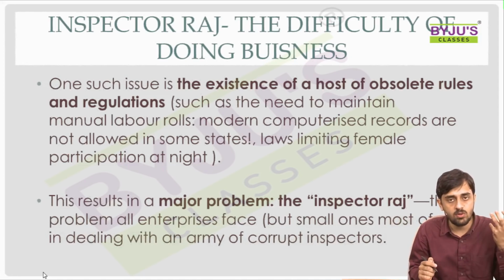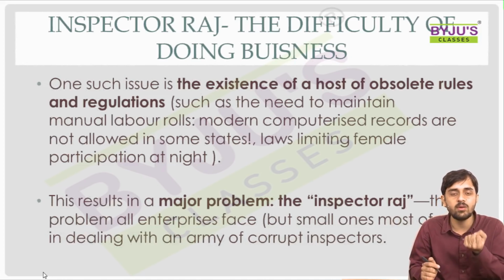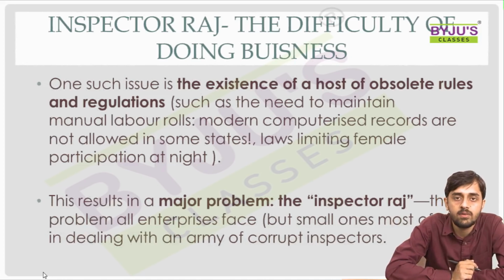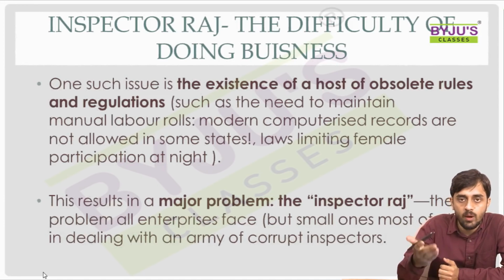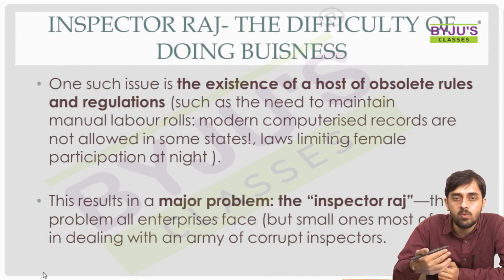For example, there is a host of obsolete rules and regulations with respect to the labor laws in the country. The labor laws mandate that they need to maintain a manual register which has the names of all the employees on the working rolls of the company. Now, in an age of information technology, when we're talking of e-governance, the labor laws specifically mandate manual labor rolls and manual labor registers, and this cannot be done electronically. That's an obsolete law which was made somewhere in the 1960s and 70s, and which is of no use today.